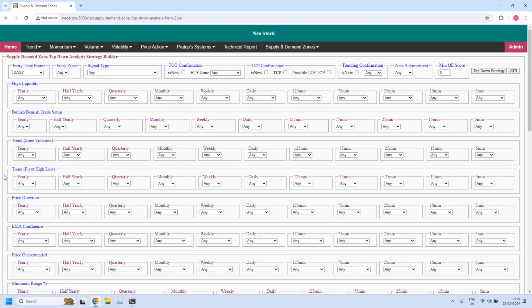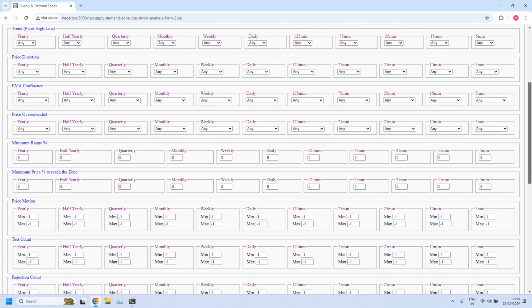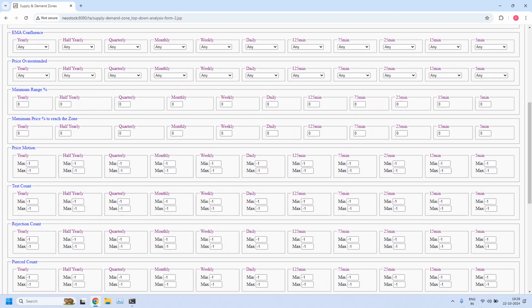Next, let us look for a bullish trade setup for daily income trade. That is entry time frame 15 minutes. Entry zone, demand zone. In bullish or bearish trade setup at 15 minutes time frame, I am selecting bullish. These 15 minutes demand zone should not be pierced. So in the pierced count at 15 minutes time frame, I am setting minimum value 0, maximum value 0.